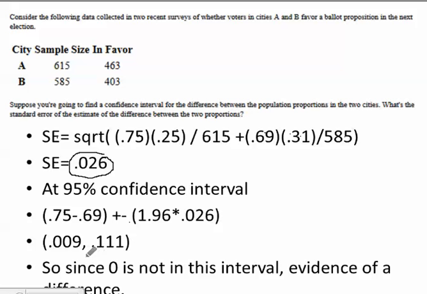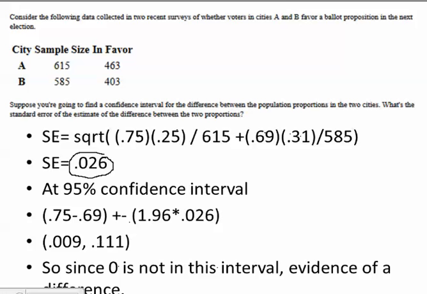Now, the way you would do an analysis of this is you'd look at it and say, since 0 is not in this interval, there is evidence of a difference. So you would say there's a difference in the way the voters are looking at this proposition in these two cities. Not much of one, but there is still a difference between them.